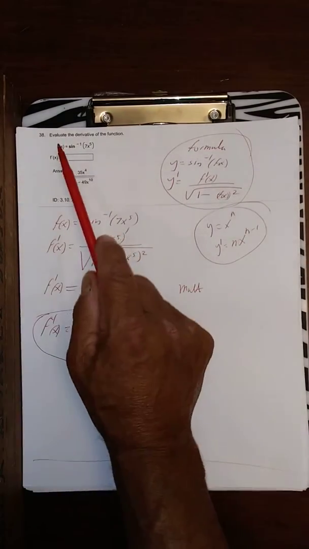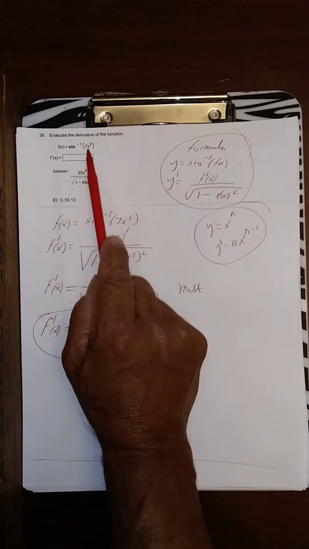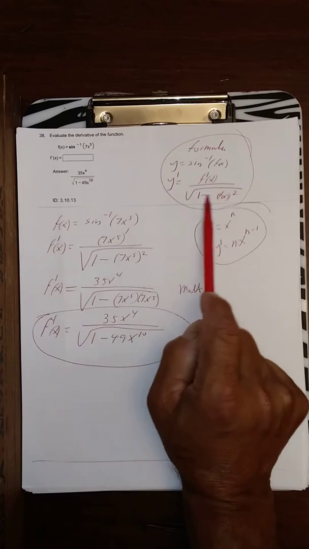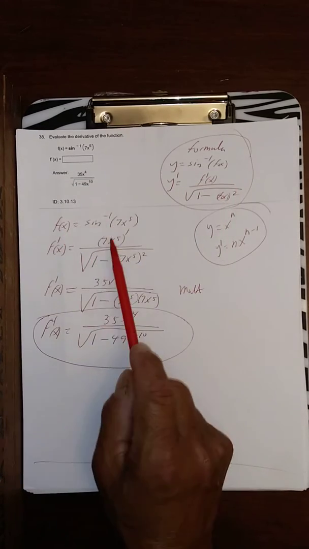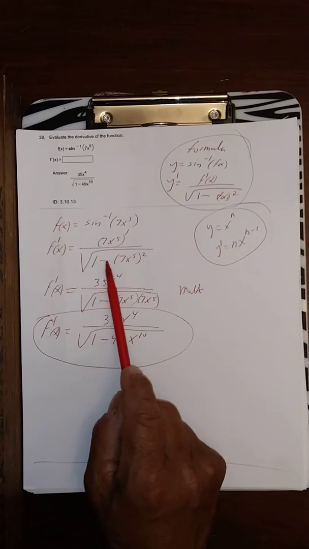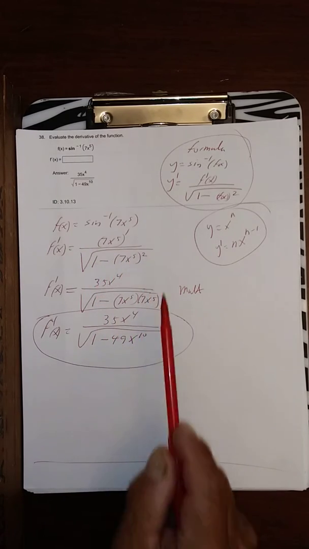Alright. Evaluate the derivative of the sine inverse of 7x to the fifth. Well, there's a formula for the derivative of sine inverse. So it's going to be the derivative of this on top, over the square root of 1 minus (7x to the fifth) to the second power.